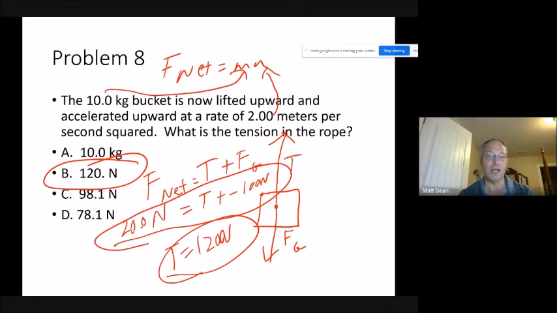So use your free body diagram. Remember to use the signs in your equations to represent direction. And then F net, remember, is just another way of saying the sum of all the forces acting on the object. Any questions on problem 8?